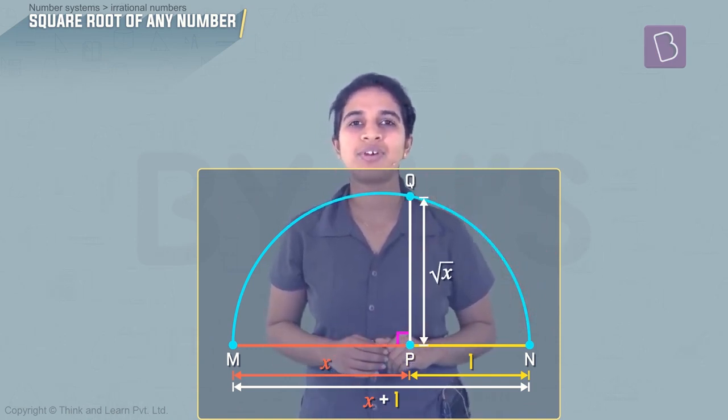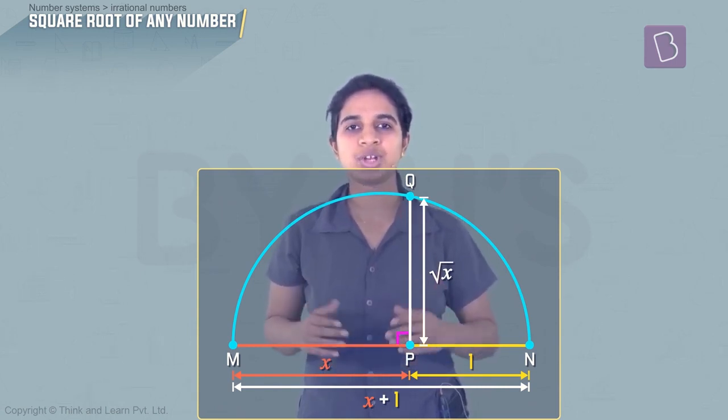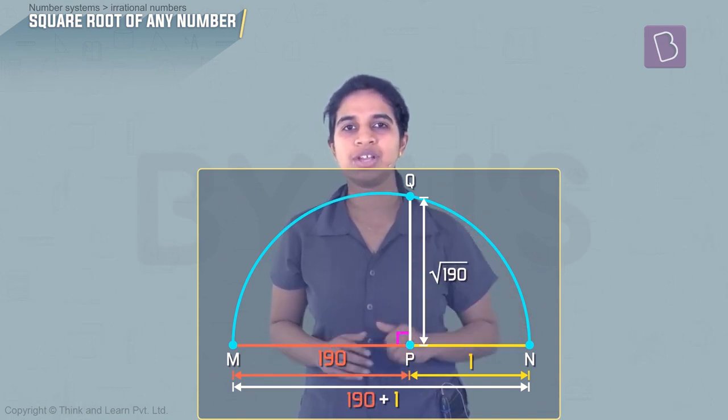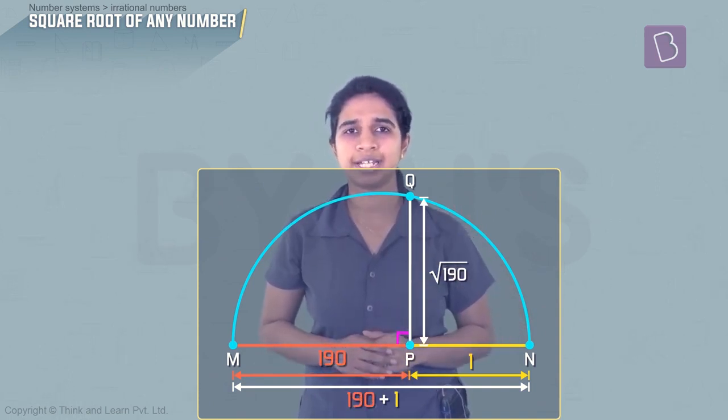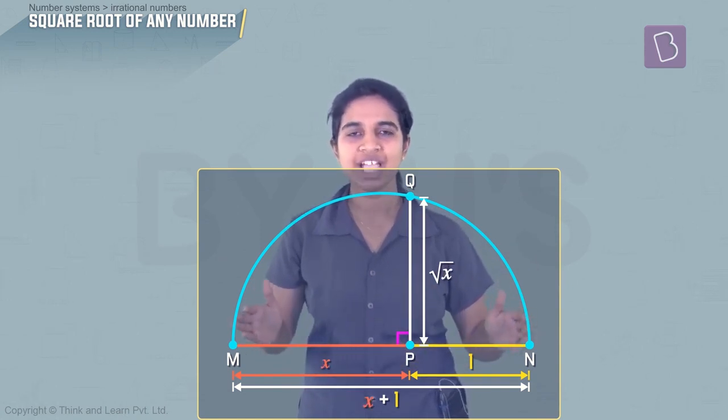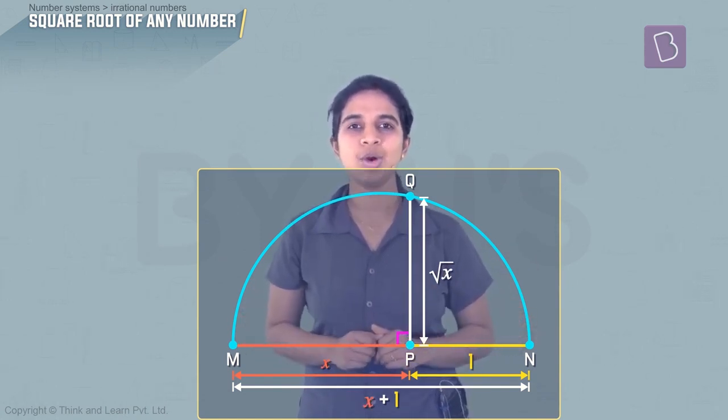That's how you'll find any general value of root x. So if we had to find root 119, we would have made this x 119 and this line would have given us root of 119. So that's how you get any value of root x. Now, why is this true? Why does this happen? Let's see if we can prove it.